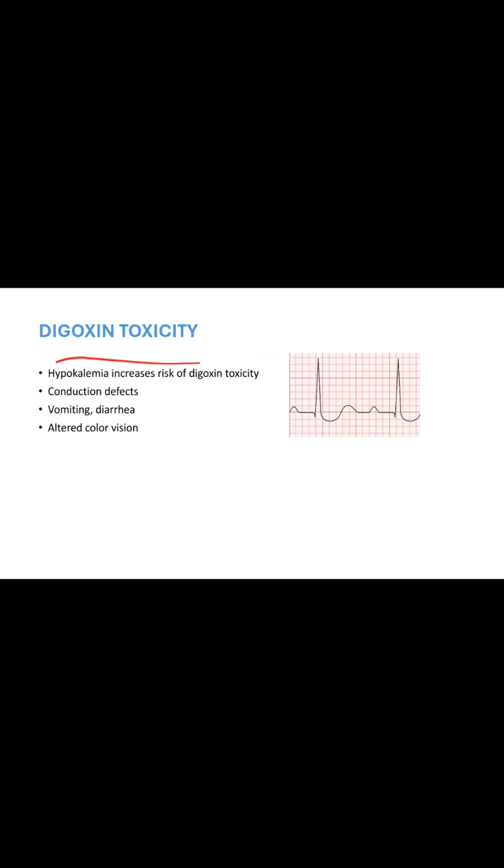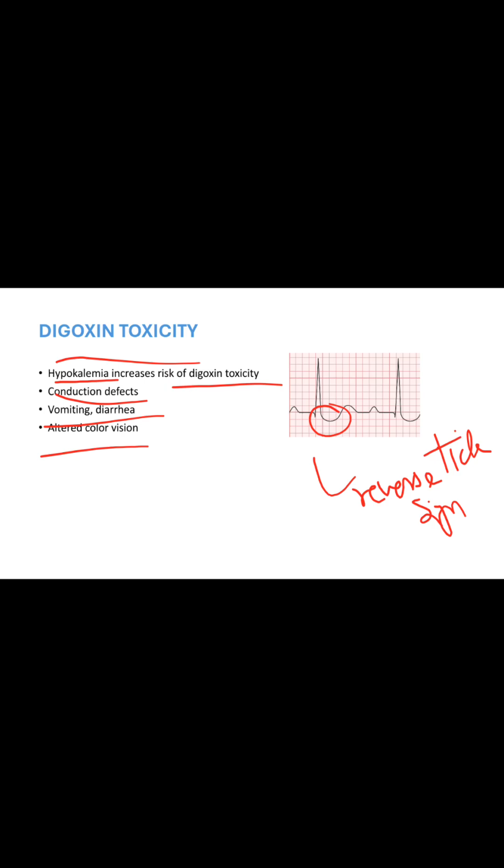Now, digoxin toxicity. Since we have talked about digoxin, it again has a narrow therapeutic index, so it has to be monitored because other electrolyte abnormalities can also predispose to digoxin toxicity. Hypokalemia increases the risk of digoxin toxicity because digoxin also acts on the sodium potassium channel. So if there is hypokalemia, it will act more and there will be more toxicity. There can be conduction defects, vomiting, diarrhea, and altered color vision, like yellow color vision. Okay, that's called xanthopsia. And you can get a reverse tick sign in case of digoxin.